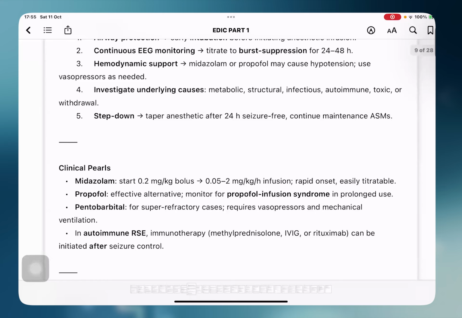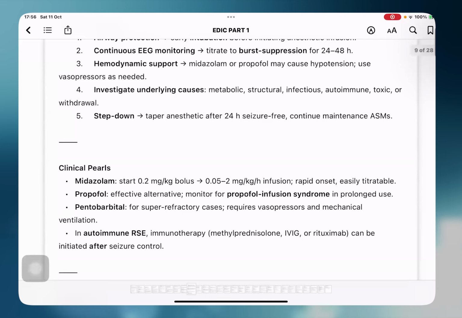And a 0.05 to 2 milligram per kg per hour infusion needs to be given. Rapid onset and easily titrable. If you stop it, the context sensitive half-life is less, so it is good. Propofol is a bit less effective alternative, but you need to check for propofol infusion syndrome, pancreatitis, hypertriglyceridemia, cerebral edema and all. Pentobarbital is used for super refractory cases.